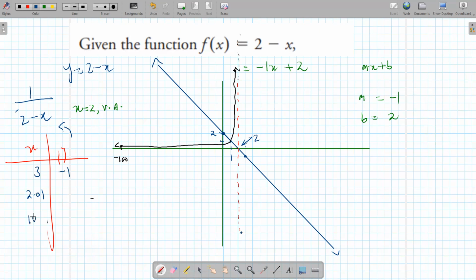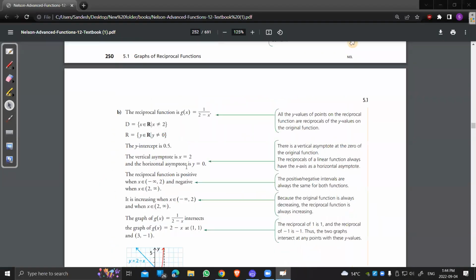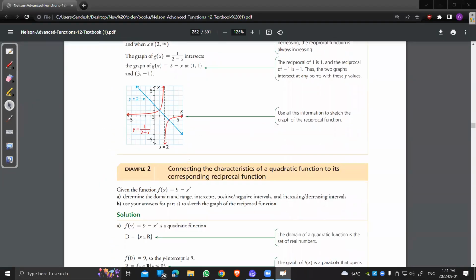Using the same logic, when x is 100, y is going to be 0.00 something. So when x is 100, it's going to be right there. And then you connect the dots. And there we go. That's the graph. That's the reciprocal graph of 2 minus x. But to graph that, you need to know how to graph the linear function.